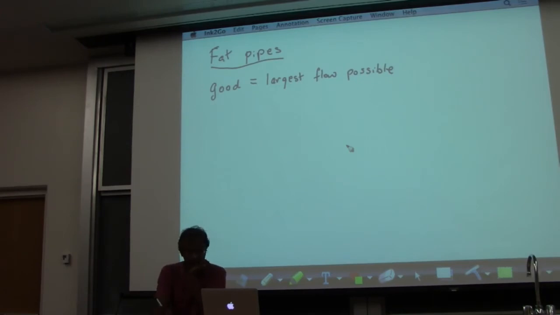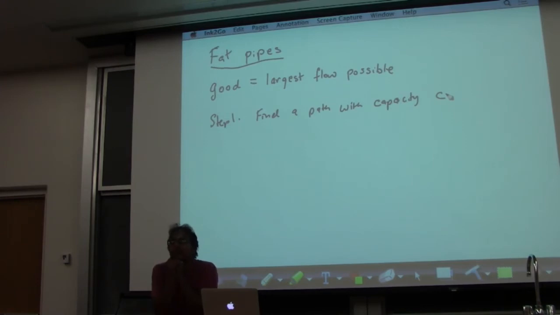So let's say that here's what we're going to do. Let's say we are running the Ford Fulkerson algorithm. At step 1, we find a path with bottleneck capacity, so the minimum capacity, C. What we'd like to say is that somehow, when we find a path that has large capacity to push on, this makes good progress towards getting the max flow.